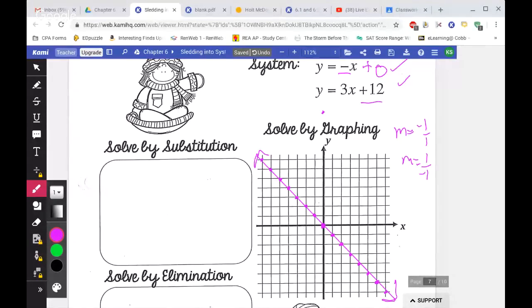So what I'm going to do is actually substitute a -2 to kind of get me started in for the x. So that's going to give me y equals -6 plus 12. So y equals 6. So I'm going to go ahead and plot a point there to get me started.